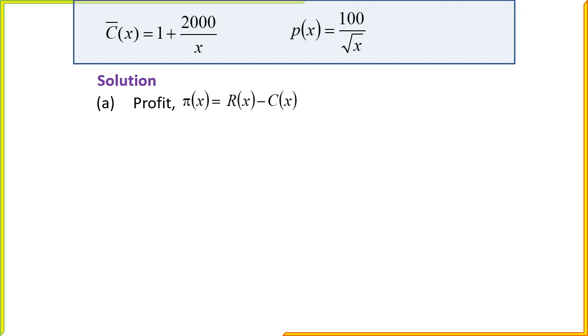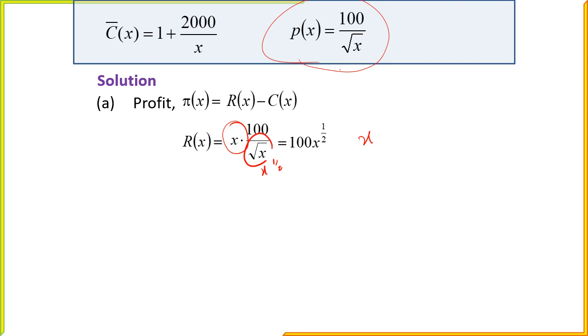Do we have the revenue function? No, we only have the price demand function. So what is the revenue function? Revenue function is x, the quantity, multiplied with the price demand function. So it's x multiplied by 100 over square root of x. Square root of x is actually equal to x to the power of 1 over 2, right? If we apply the rule of indices, we get x to the power of 1 minus 1 over 2. That's why we have 100 x to the power of 1 over 2. So this is our revenue function.